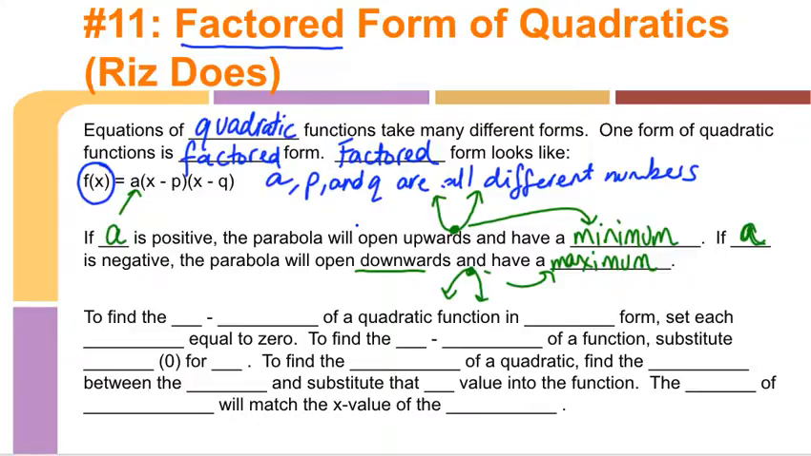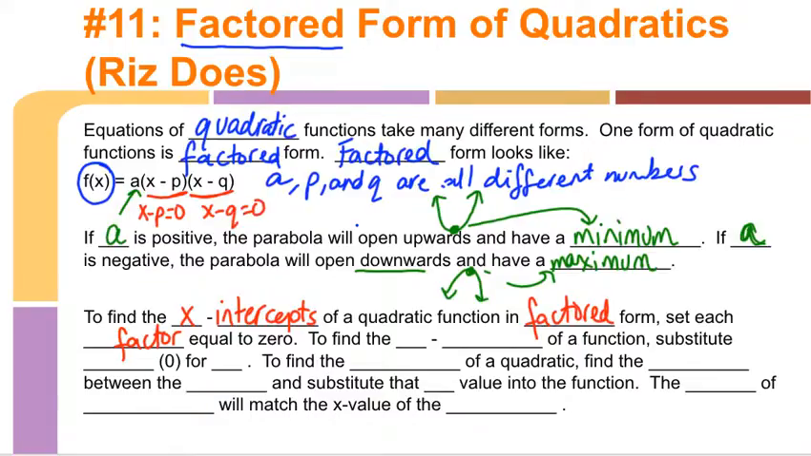In these notes, the following notes are ways that you're going to be able to find all of those key characteristics that we talked about last time, like those x-intercepts, y-intercepts, vertex, and axis of symmetry. So to find the x-intercepts of a quadratic function in factored form, you're going to set each factor equal to 0. The factors are these things in the parentheses right here. So basically you'd say x minus p equals 0 and x minus q equals 0, where p and q would be different numbers.